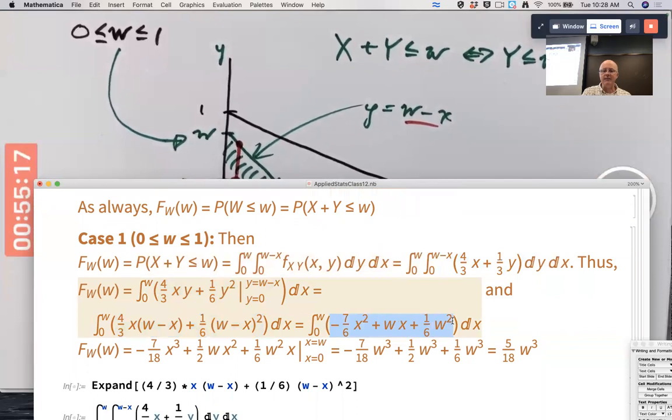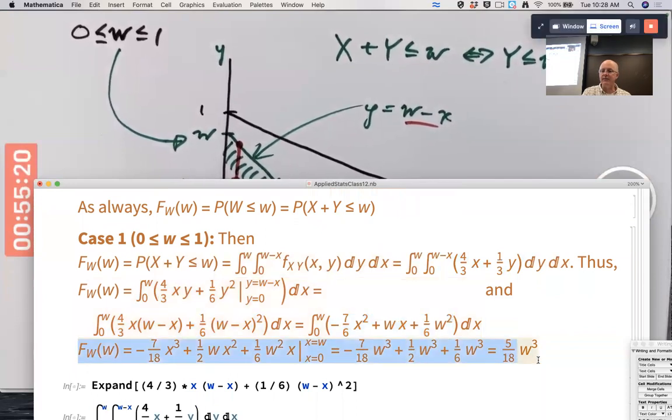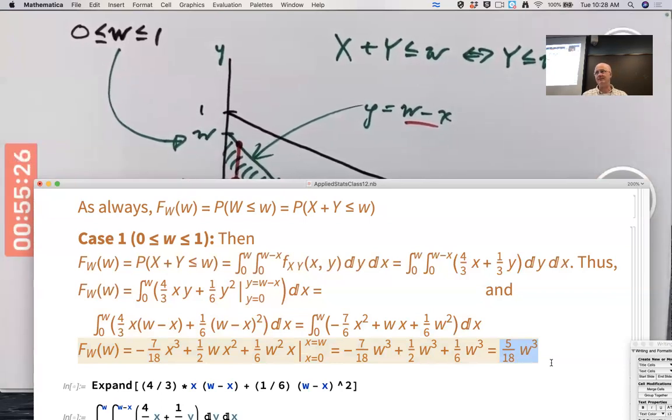And then integrate that from 0 to W. And here's the final answer in simplified form. It's fairly simple when W is between 0 and 1. When W is between 1 and 2, it's not so simple. We'll come to that.